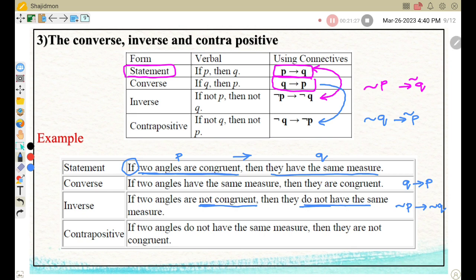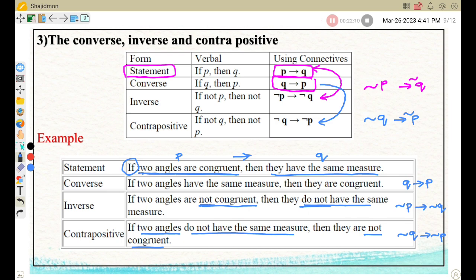Okay. Then the contrapositive. What is the contrapositive? Negation of the converse statement. That means negation of Q implies negation of P. What is negation of Q? Two angles do not have the same measure, then they are not congruent, correct? That is the contrapositive statement. So if you are given any statement, for example the inverse statement, from that you can create a contrapositive statement. You need to know what the inverse means. Inverse means negation of P implies negation of Q. So from that you can create the contrapositive statement, correct? Negation of Q implies negation of P, like that.